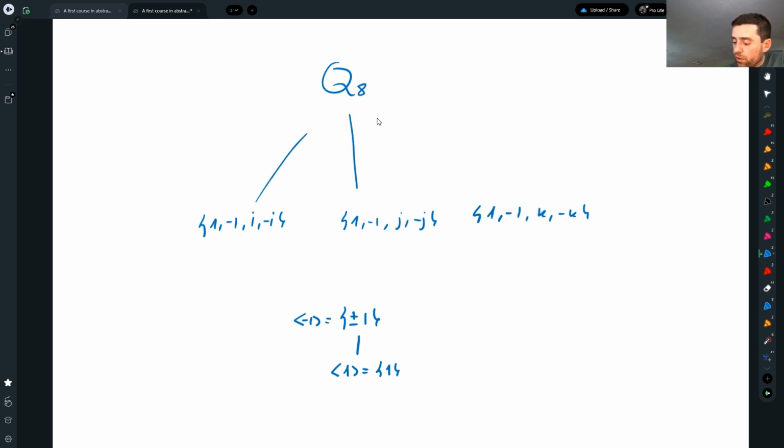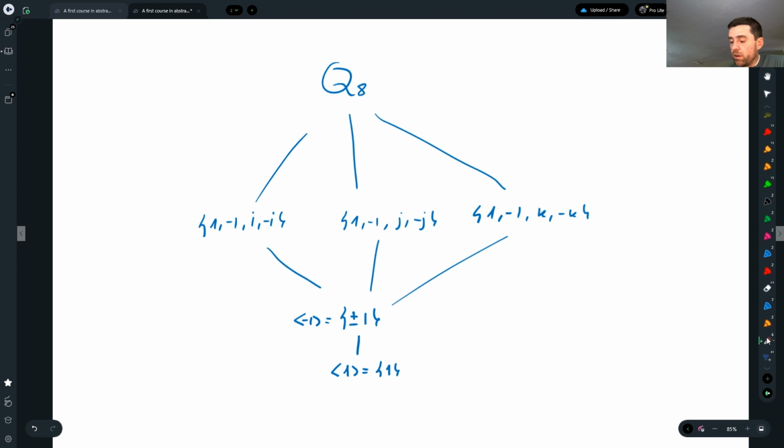And all these subgroups contain 1 and -1, and they all contain the trivial group. And this is all of them. I have 1, 2, 3, 4, 5, and 6 subgroups. So that is the lattice of subgroups of Q8.